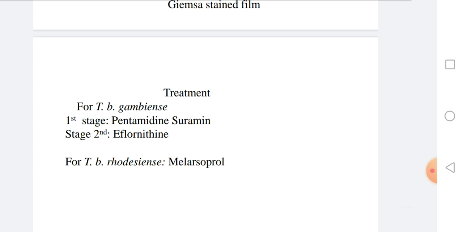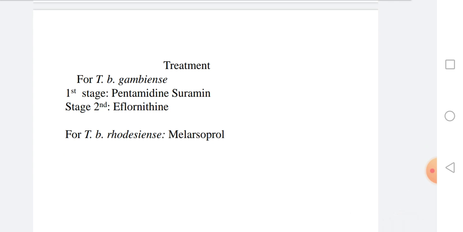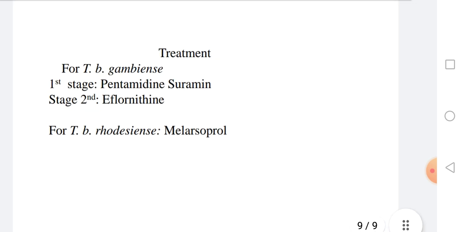Treatment, the earlier the better. If the patient is diagnosed early, treatment starts early, the prognosis will be favorable. For Trypanosoma brucei gambiense, in the first stage, the drug is pentamidine or suramin. In the second stage, cerebral stage, eflornithine. For rhodesiense, the drug is melarsoprol.